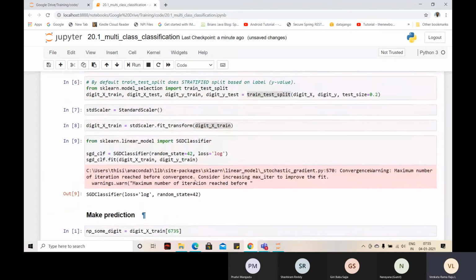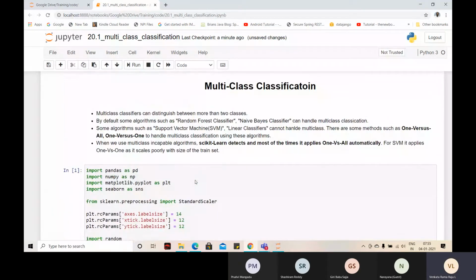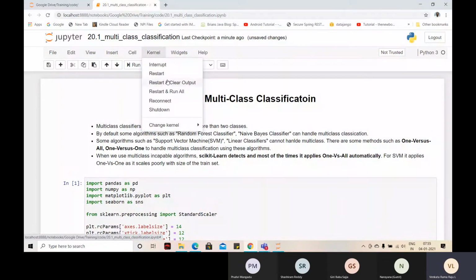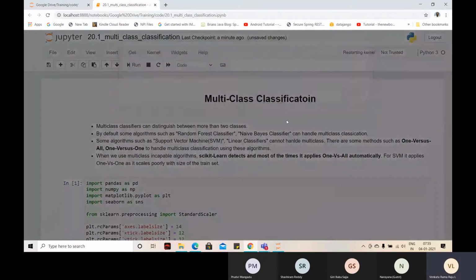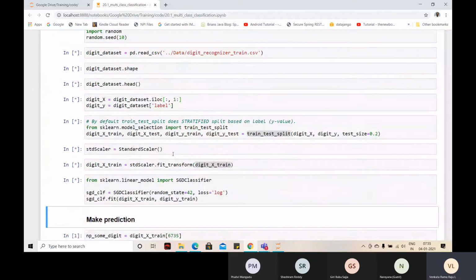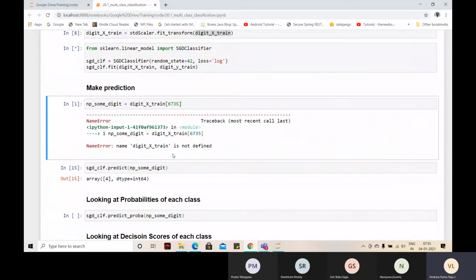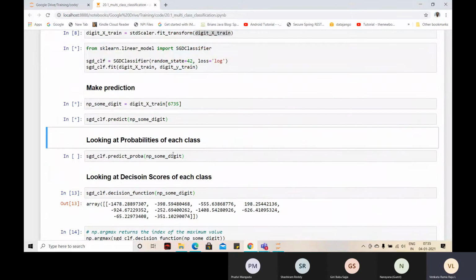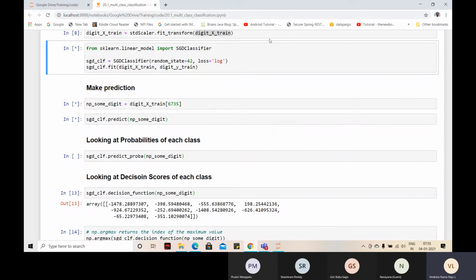Digitex train. Did I restart the kernel or what? Yeah, I think I restarted the kernel. I should not have done that. It will take a little bit of time, right? We'll go back to theory and come back here.